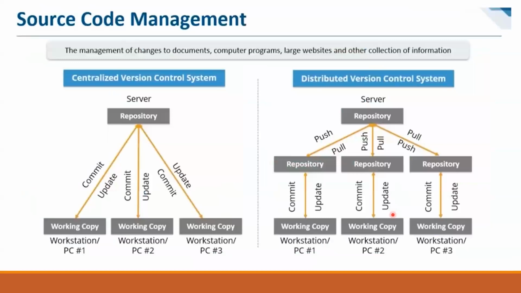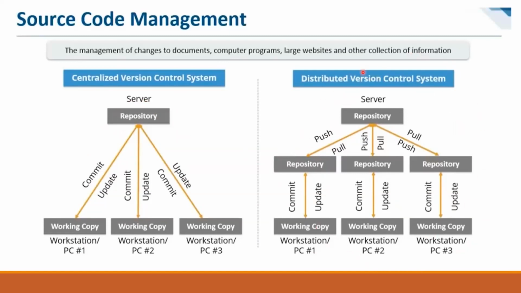So source code management. The management of documents, computer programs, large websites, and other collections of information happens in source code management. So what is a centralized version control system? What is a distributed version control system? Centralized means there will be only one server, so only one working copy. If you commit to the server and something goes wrong on the server, the data will be lost. So that's the reason a new tool was introduced, called distributed version control.